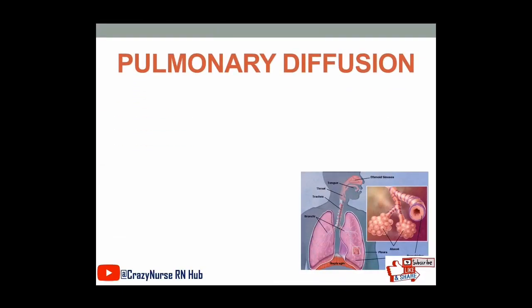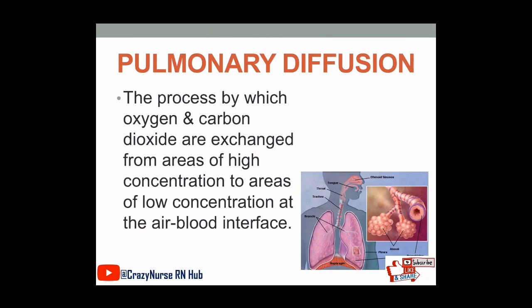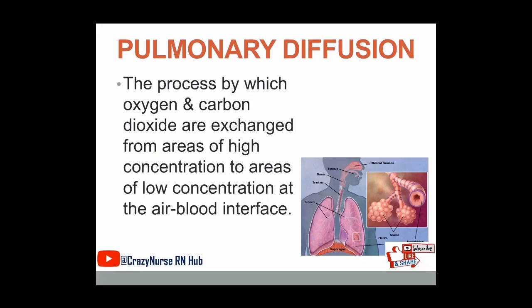Now let's discuss pulmonary diffusion. It is the process by which oxygen and carbon dioxide are exchanged from areas of high concentration to areas of low concentration at the air-blood interface. So basically, it applies the principle of diffusion, from higher concentration going to low concentration. So it involves oxygen and carbon dioxide.